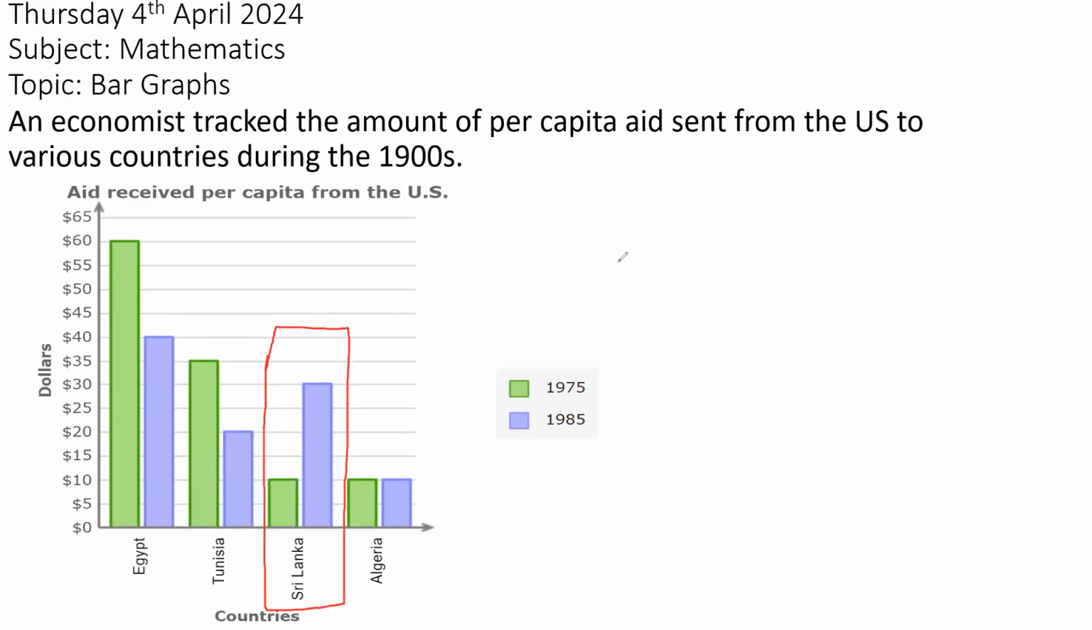And so for Sri Lanka, how much money was sent in 1975 to Sri Lanka? $10. $10, very good. In 1975, $10 was sent. And how much money was sent to Sri Lanka in 1985? $30. $30. Okay, $30. Please make sure to draw this graph.